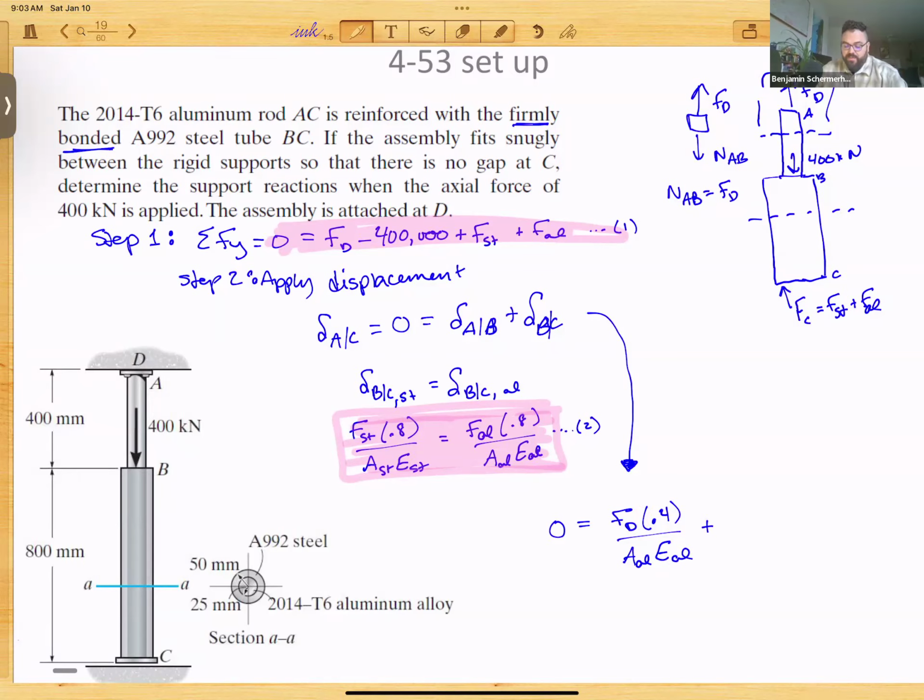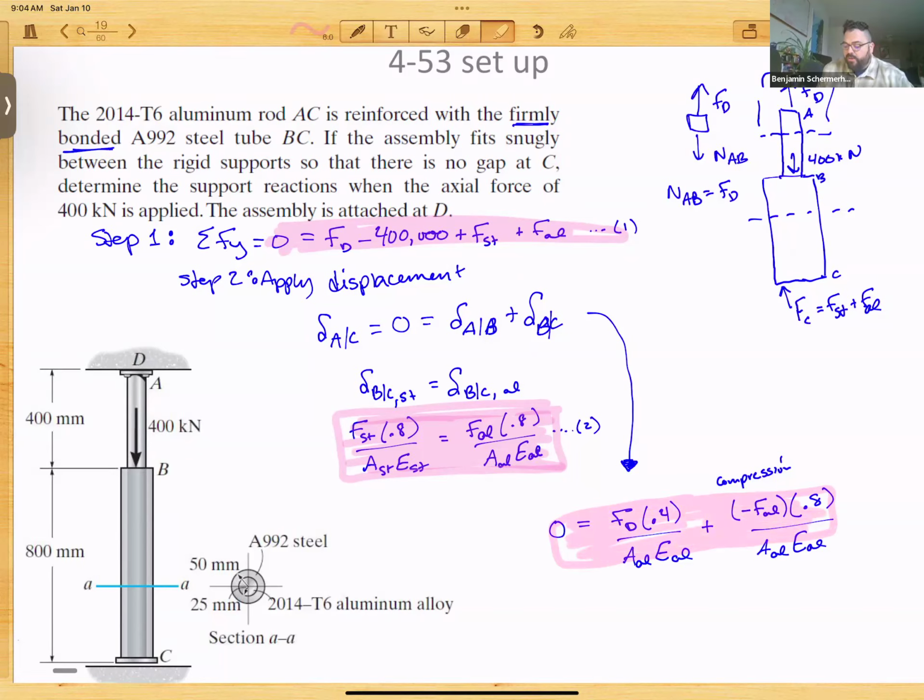We're going to add that to the displacement in BC, which we know is in compression. So we're going to bring in that extra negative sign. We're going to have a negative F aluminum here, because that's what I called it, right? The normal force in the aluminum is just going to be the aluminum part times 0.8 over the area of the aluminum times the modulus of elasticity of the aluminum. And you can see how we can already cancel out that denominator because we chose to use the same material.